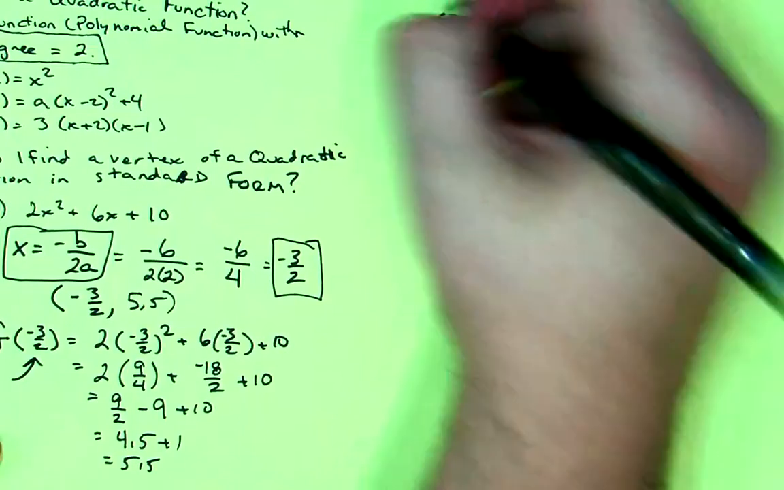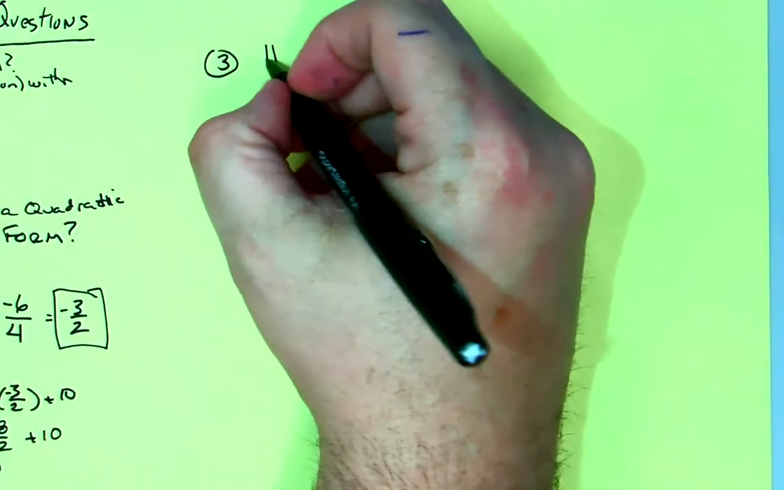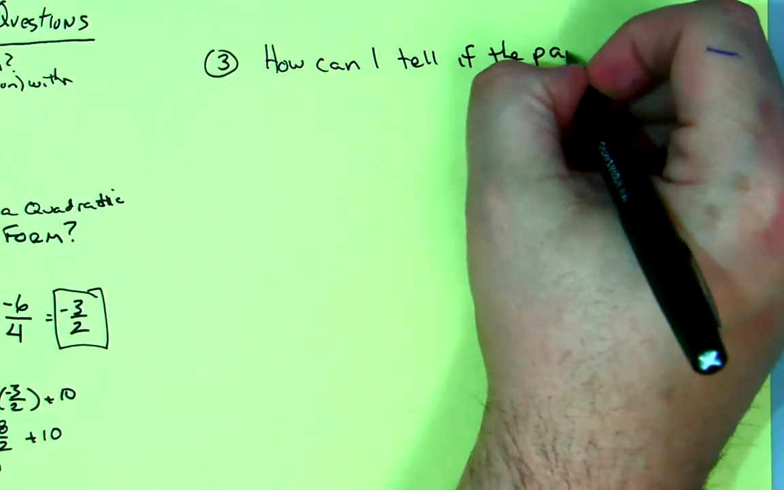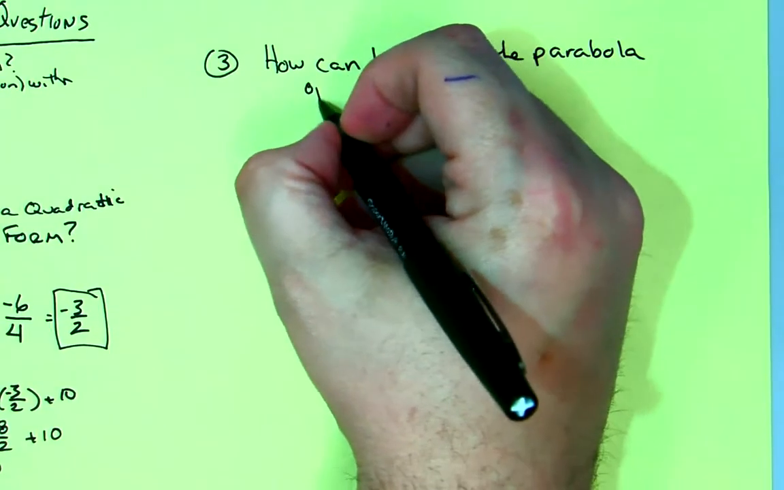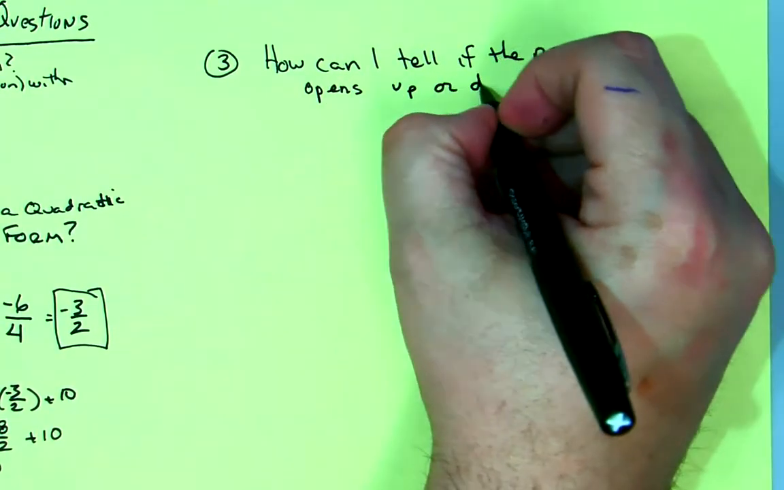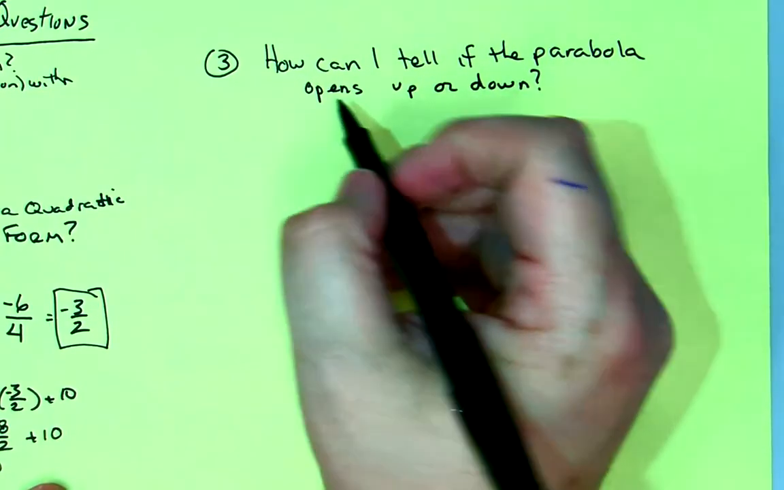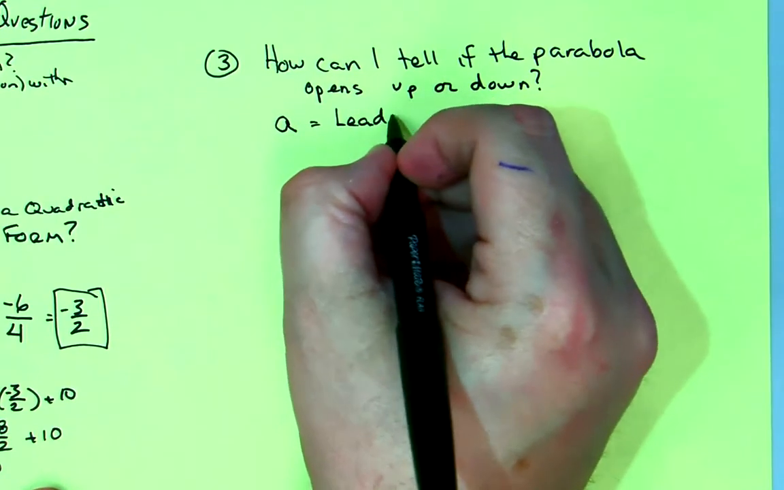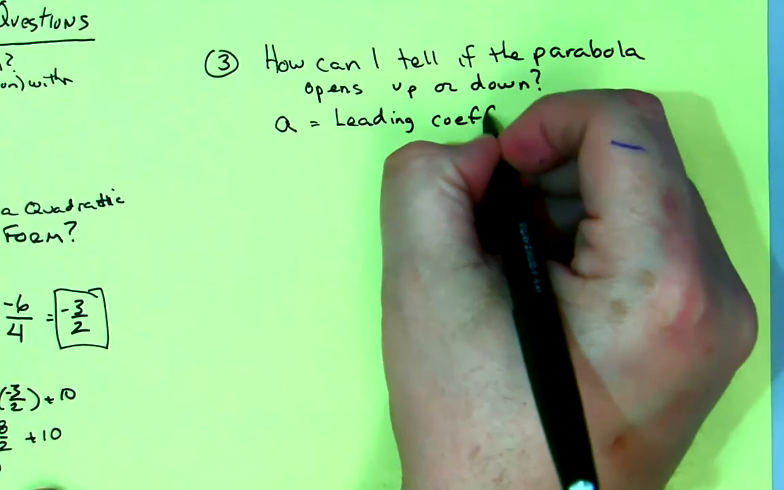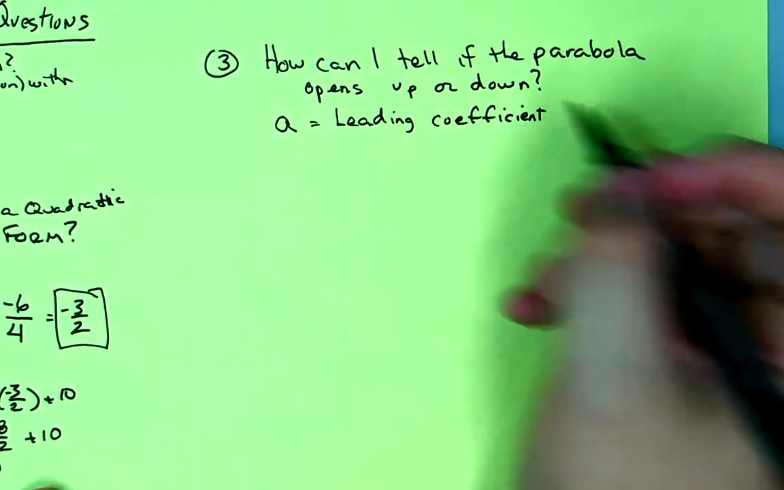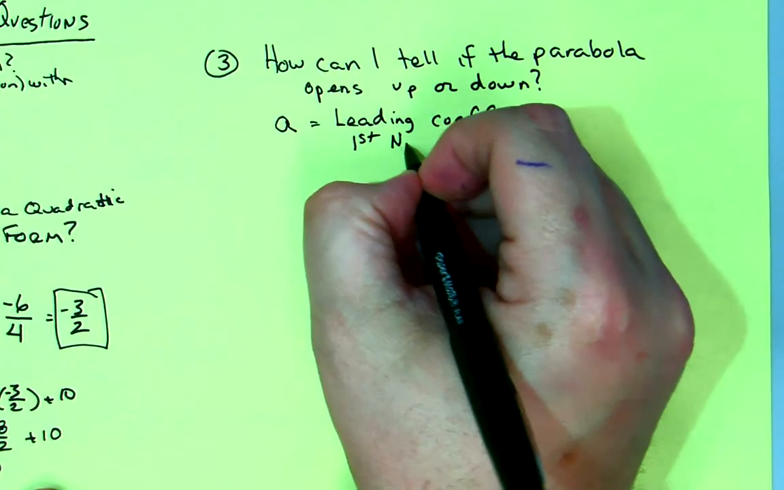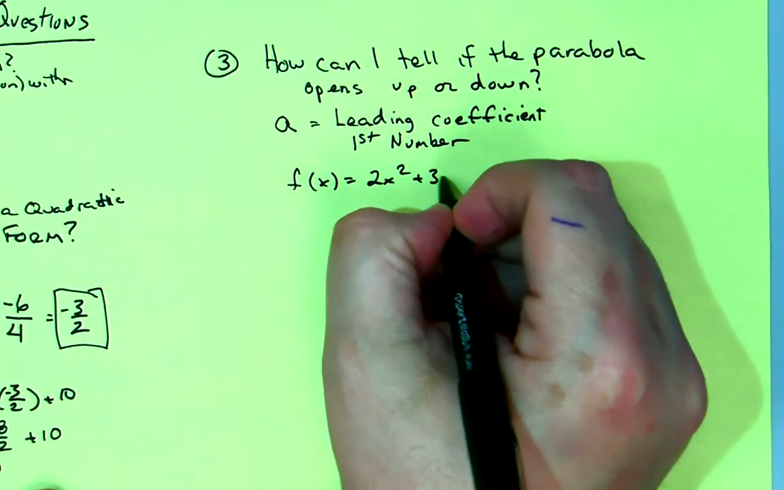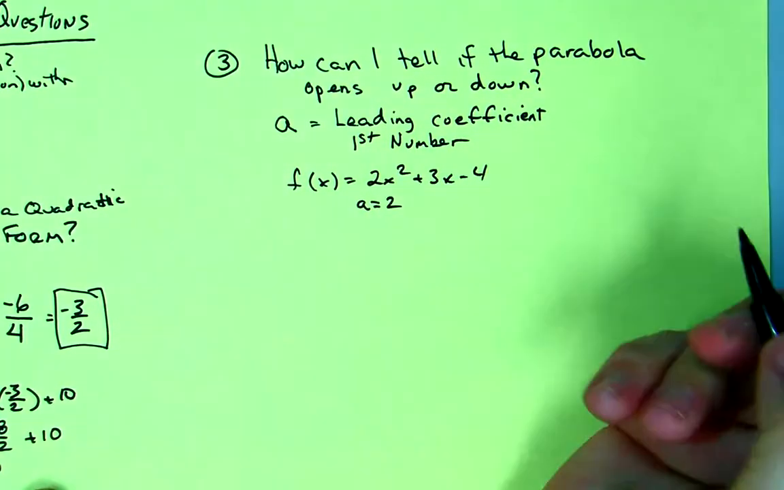Alright, question number 3. How can I tell if the parabola opens up or down? Excellent question. Everything has to do with a. a is what we call a leading coefficient. In layman's terms, it's the first number. So if I have f of x is equal to 2x squared plus 3x minus 4, a is equal to 2. That type of thing.